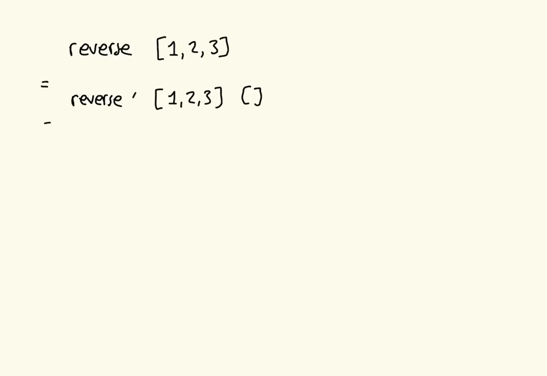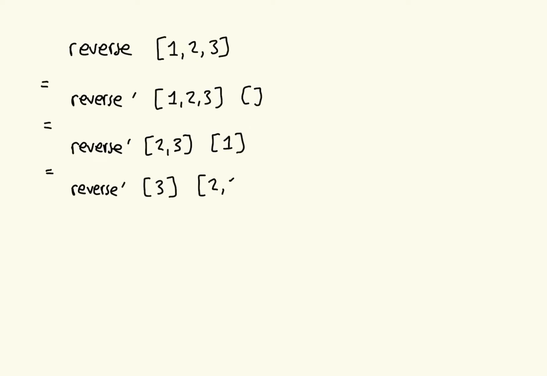If we apply the reverse prime function, we're left with the 2, 3 here, and we put the 1 onto the start of the second list. And then we just continue with this process. You reverse prime, remove the first value, and put it onto the start of the second list. And then we do the same one more time.